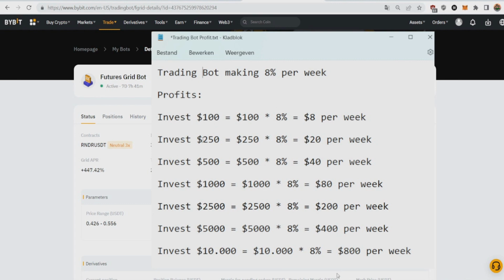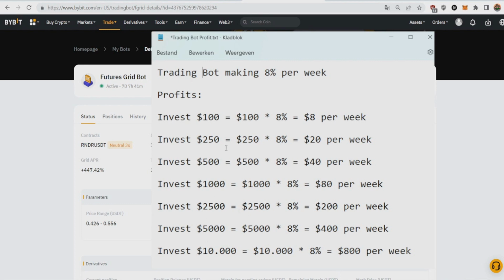If we invest $250, $20 per week, $500, $40 per week, $1,000, $80 per week, $2,500 would mean $200 a week, $5,400 and $10,800. So to make $250 a week, you would have to invest like $3,000.